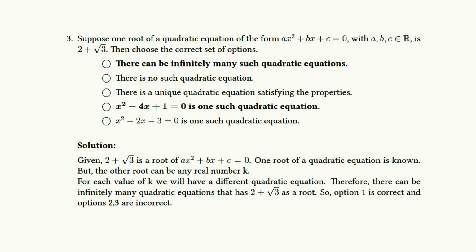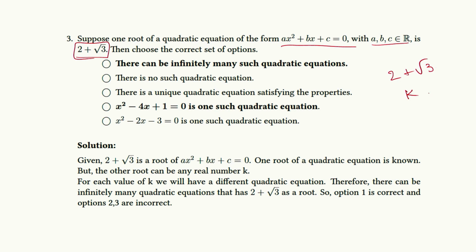Question. Suppose one root of a quadratic equation of the form ax square plus bx plus c equal to 0, with a, b, c belonging to real numbers, is 2 plus root 3. So we are given that one root of this quadratic equation is 2 plus root 3. Then choose the correct set of options. So the first option says that there can be infinitely many such quadratic equations. Yes, this is true because we are given one root as 2 plus root 3. But we don't know anything about the second root.